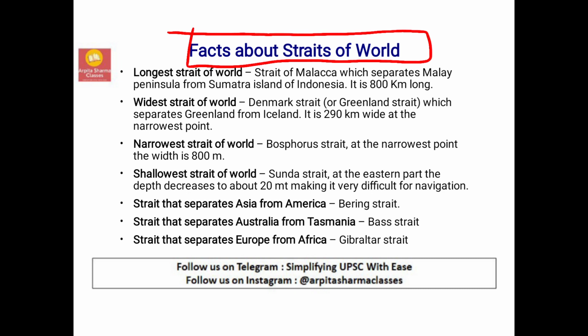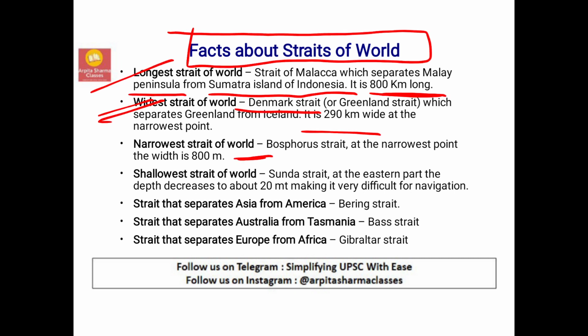Okay, this strait, that is the Strait of Malacca, separates the Malay Peninsula from Sumatra island of Indonesia. It is 800 kilometers long. You can see how strategically it is important. The longest strait is Malacca. Widest strait is Denmark Strait, that is the Iceland one, which is present between Greenland and Iceland. It is 290 kilometers. Which is the narrowest one?